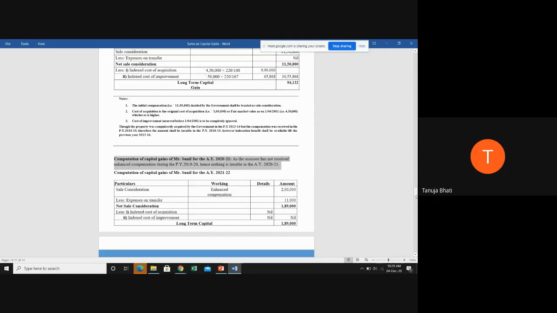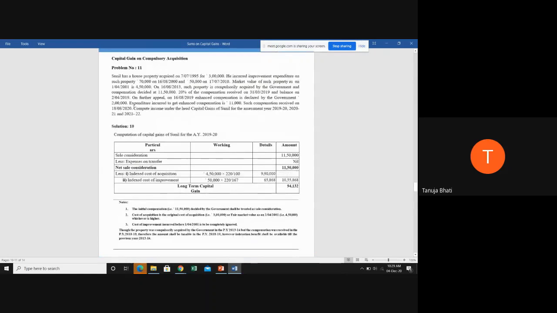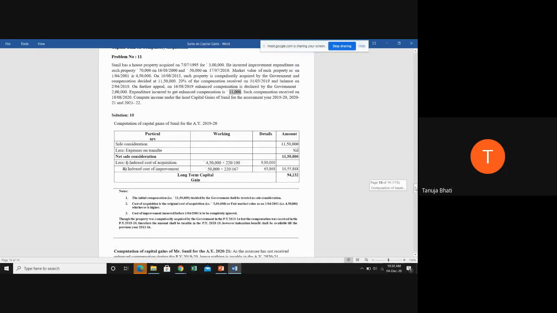Okay. Next, they are telling us to also compute the income from the head capital gains for the assessment year 2021-22. Now tell me students, he is receiving the enhanced compensation in the financial year 2020-21, which means it will be taxable in the assessment year 2021-22. The enhanced compensation received is 2 lakh rupees. Expenditure on that compensation is 11,000. And we know that in case of enhanced compensation, the cost of improvement and cost of acquisition is always going to be nil. So let us see.